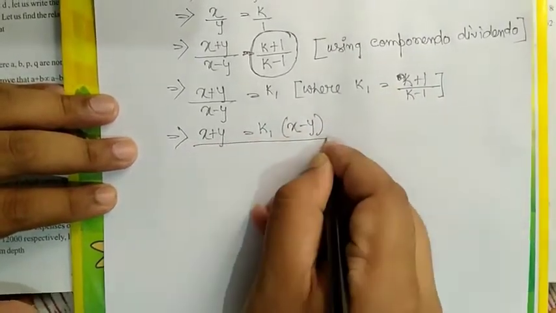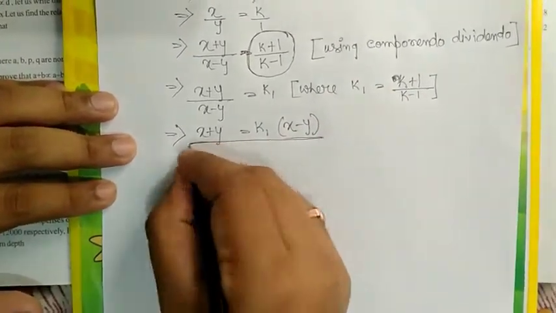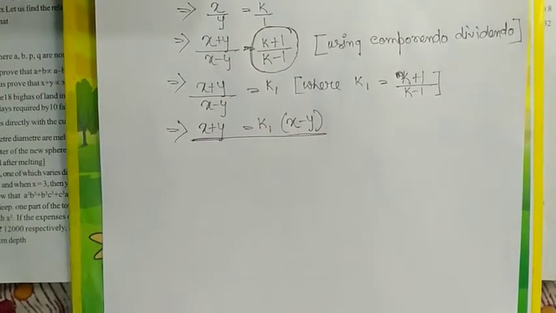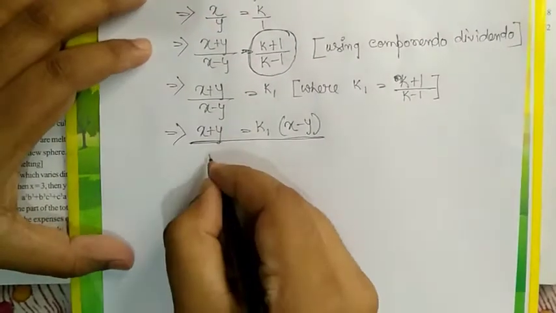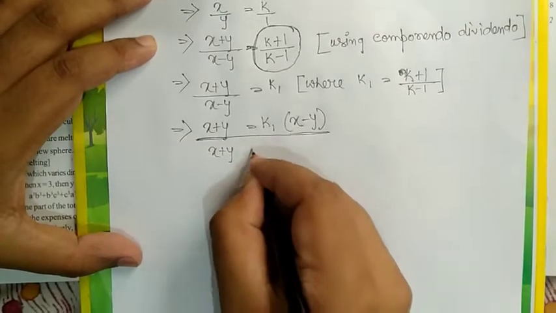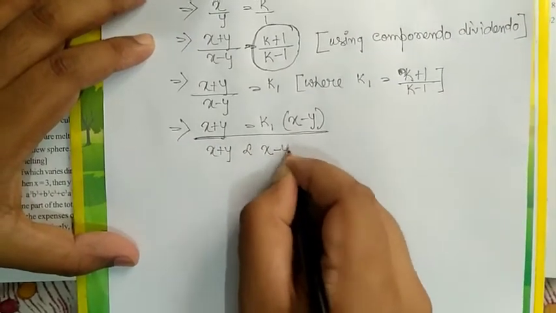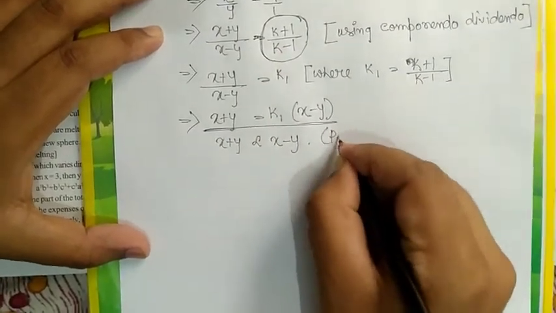This is the formation of direct variation, so we can write x plus y varies directly with x minus y. So this is proved.